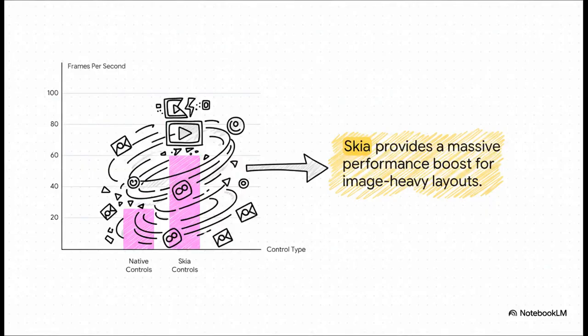And the results really do speak for themselves. This chart shows it all. If you use standard image controls in a list that's updating quickly, you can see the frame rate just tanks to a choppy 26 frames per second. But, and this is the cool part, by swapping those out with custom controls backed by Skia, the performance shoots right back up to a buttery smooth 60 FPS. The difference is night and day.